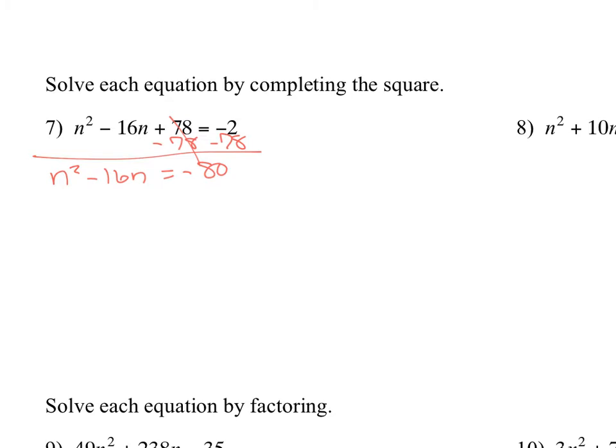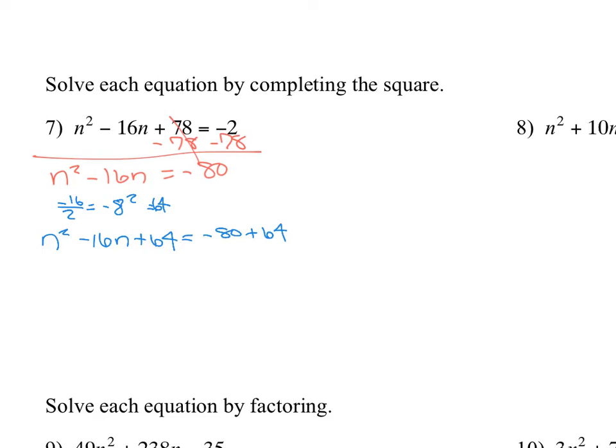And now I find my new c value. So to do that, I take my b, at -16, divided by 2, which will give me -8. And then I'm going to square that. So it's going to give me 64. All right, and I'm going to add that to both sides of my equation. So I have n squared minus 16n plus 64 equals -80 plus 64.